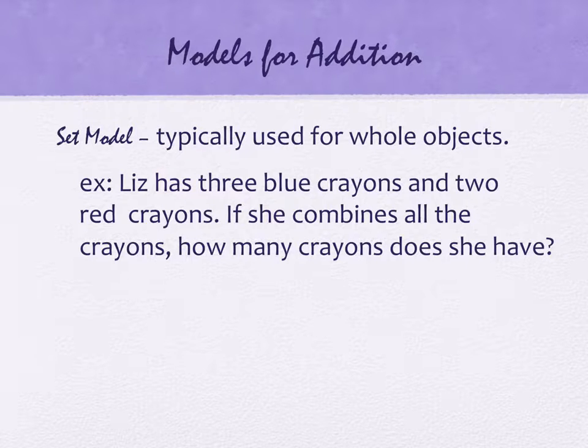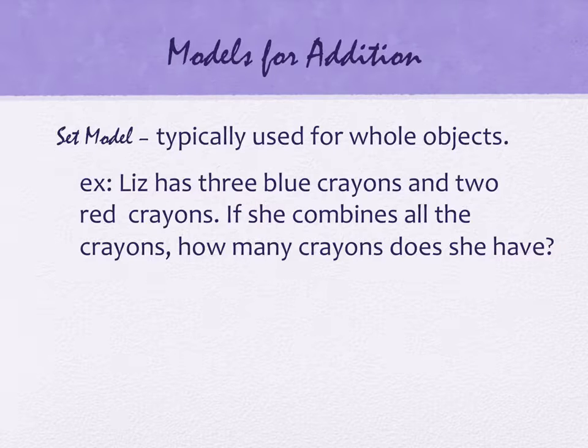Okay, 2 models for addition. The first model is called the set model. It's usually used for something that's a whole object. So here's an example. Liz has 3 blue crayons and 2 red crayons. If she combines all of the crayons, how many crayons does she have? Okay, 5 crayons. And this is a set model.